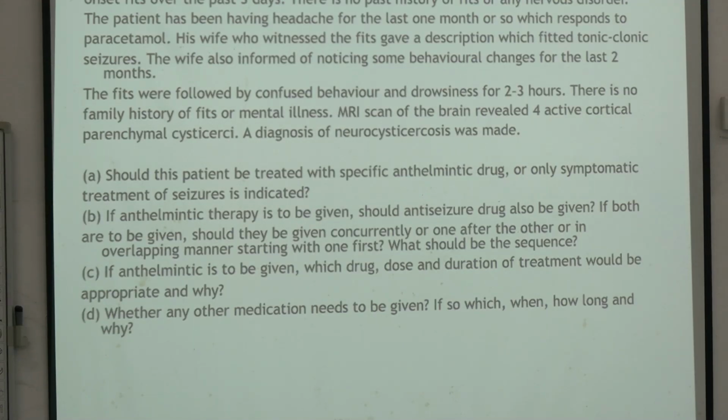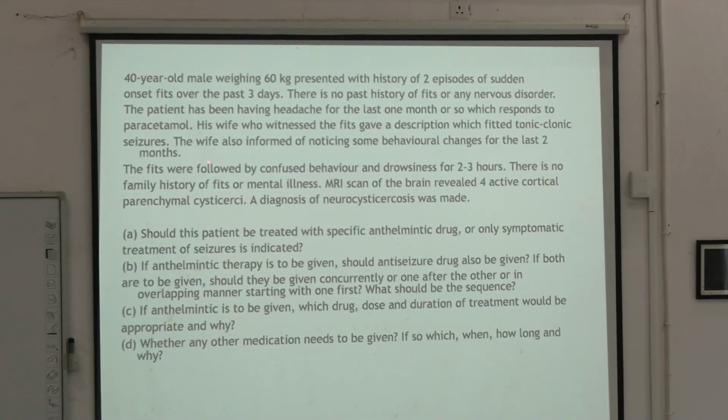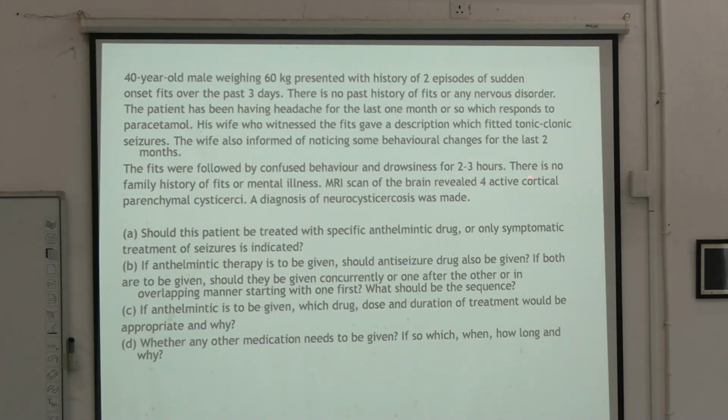This is one case: a 40-year-old male, 60 kg, presented with 2 episodes of sudden onset fits. There is a past history of headache for 1 month. His wife, who witnessed the fits, gave a description that fitted a tonic-clonic type of seizure, with some behavioral change. Fits are followed by confusion and drowsiness. So this is a case of neurocysticercosis.